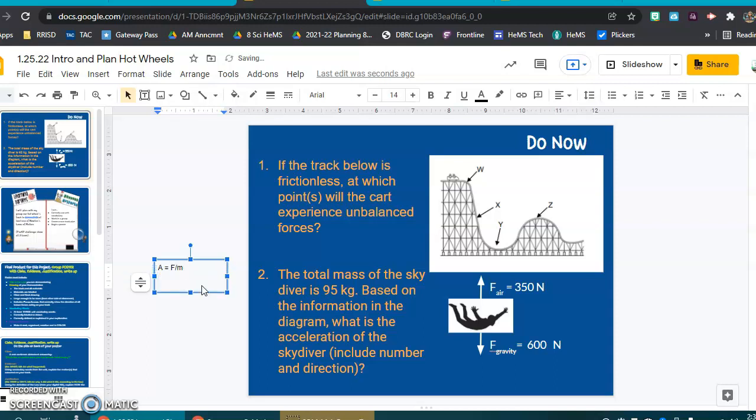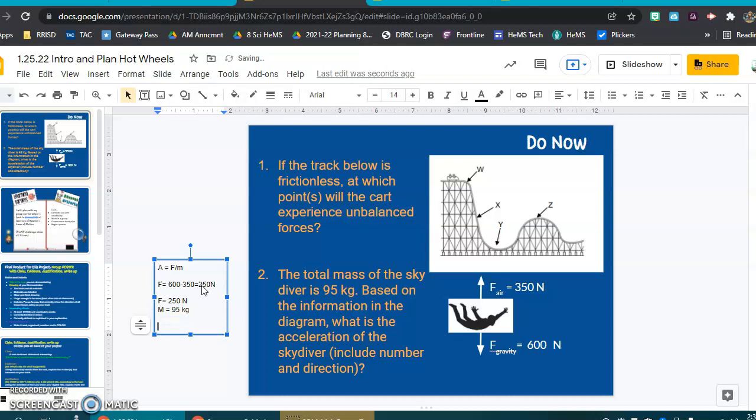So our force, well, the first thing we have to do is say, wait a minute, what's my force? So force, I have to take 600 and subtract 350 newtons. That leaves me with 250 newtons. So now I can plug that in because I have my F equals 250 newtons. My mass is equal to 95 kilograms.